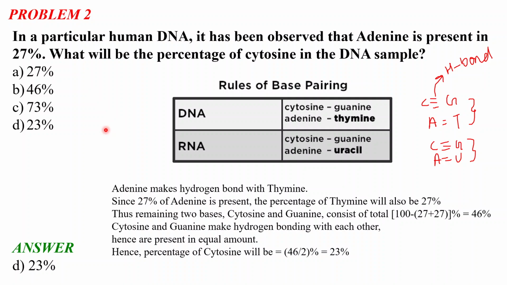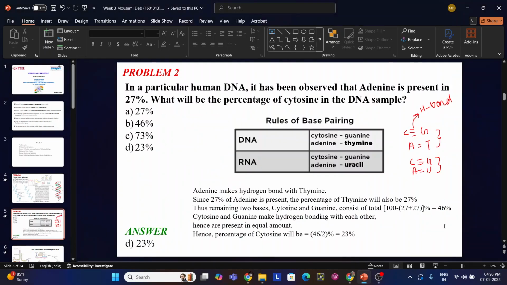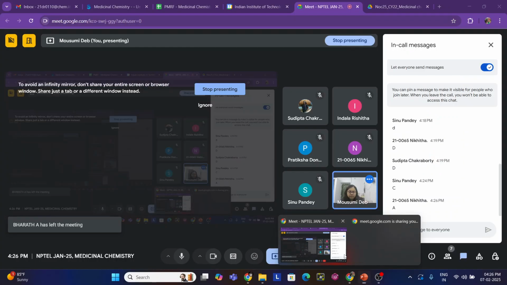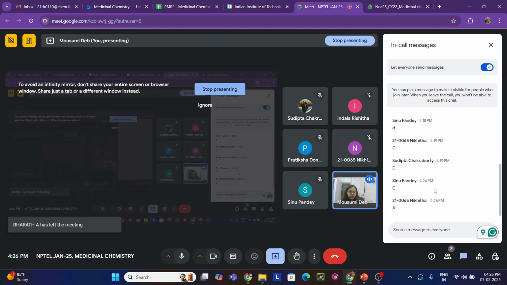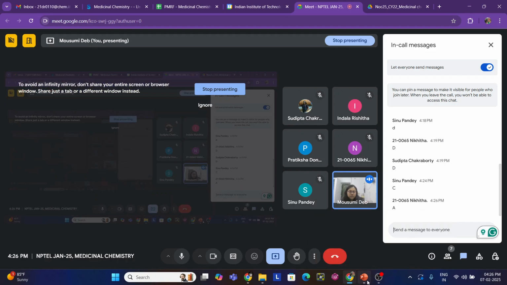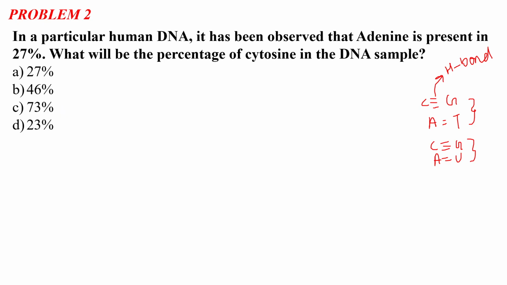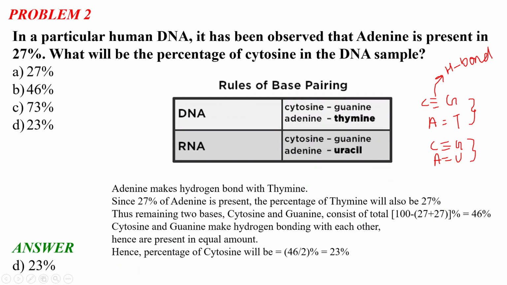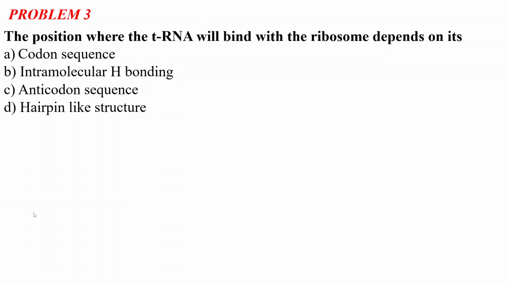Let me check the chat box. Okay, I have received a few answers which say it's number C and number A. So I have received two answers. One says it's number C, another says it's number A. So let me check which of the following will be the correct answer. The position where tRNA will bind with the ribosome depends on number C, anticodon sequence.